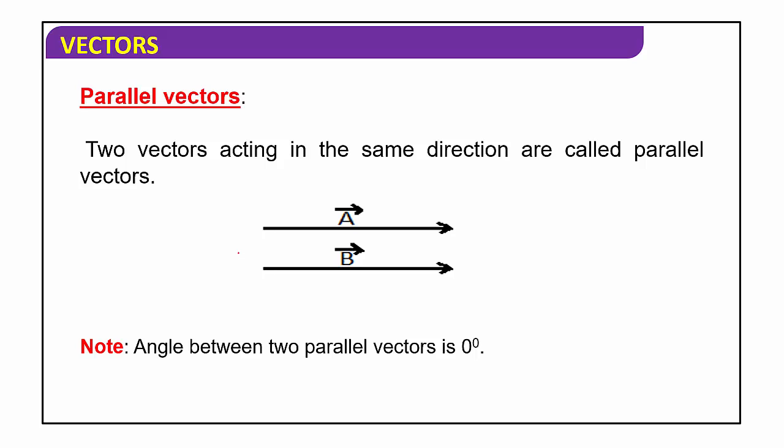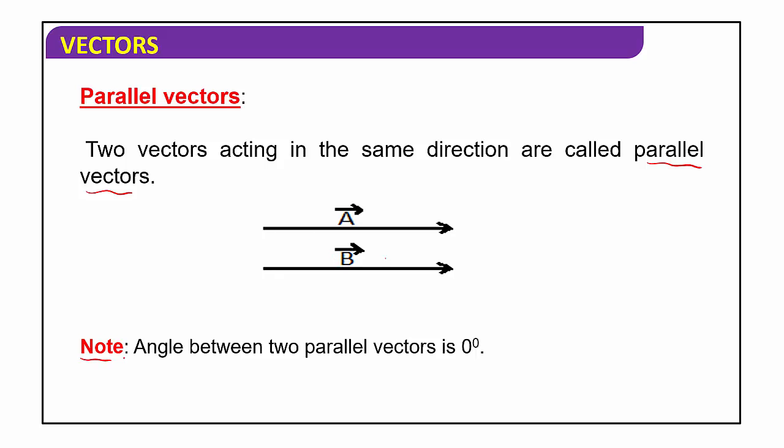Then next one, parallel vectors. Yes, parallel, two vectors acting in the same direction. Then we are going to call them parallel vectors. How to define parallel vectors? Two vectors acting in the same direction. The direction should be the same. These two vectors should be parallel to each other. So we are going to call it a parallel vector.